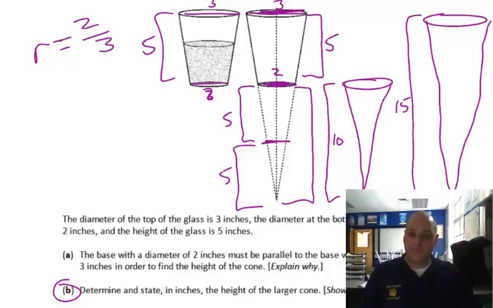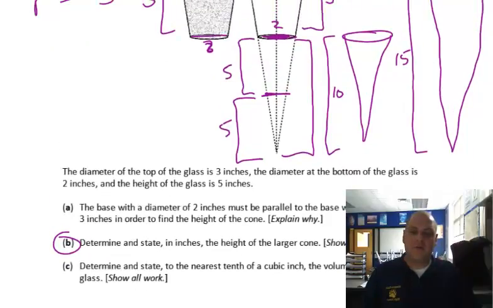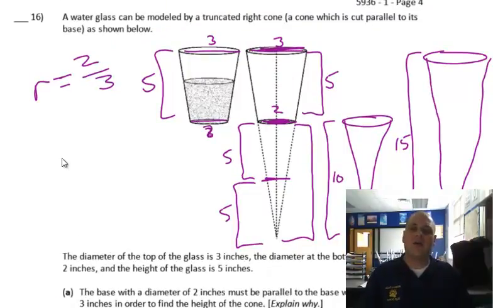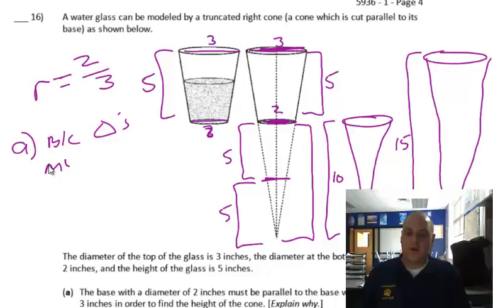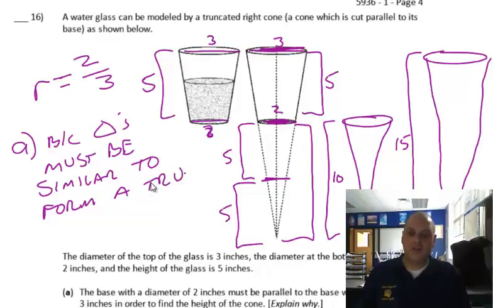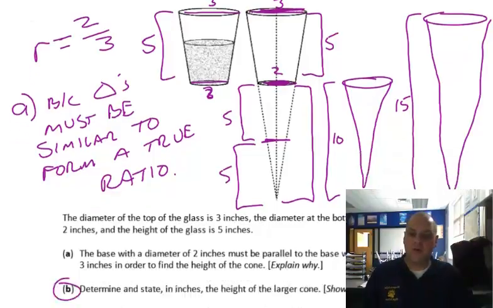All right, so part A says the base with a diameter of 2 must be parallel to the base with a diameter of 3 in order to find the height. Why is that? Well, that's because of similar triangles. So part A is because triangles must be similar to form a true ratio. Or in order to write a proportion, I need to have similar triangles. So if you don't do parallel, you're not going to have similar triangles. So that's important for part A.